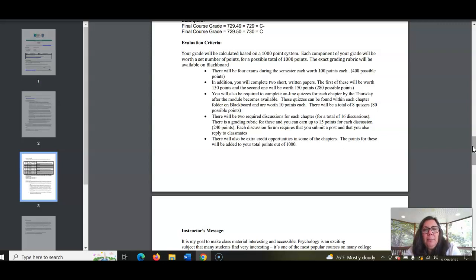There are 4 exams over the course of the semester. Every 2 chapters, there will be an exam. So we'll go through the first 2 chapters, and you'll have exam 1. We'll go through the next 2, you'll have exam 2. There's no cumulative midterm or final. You simply have 4 equally spaced exams. Those are worth 100 points each.